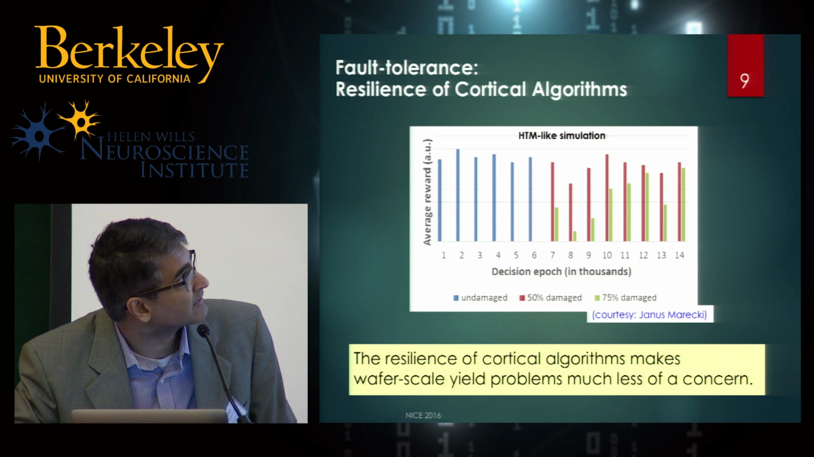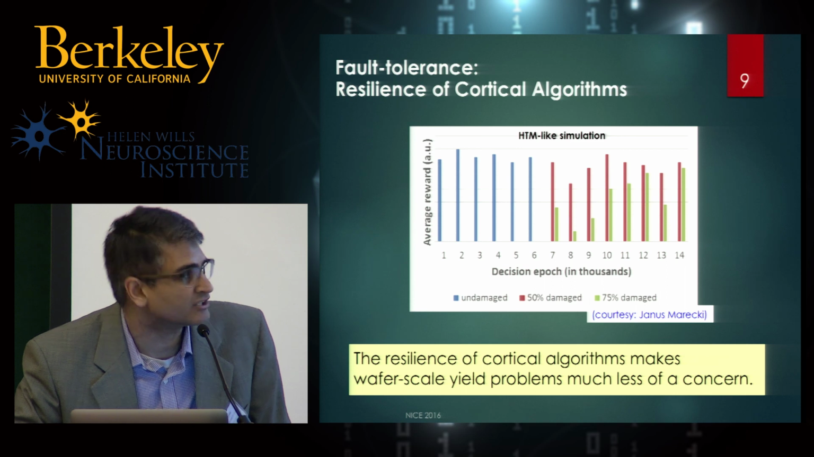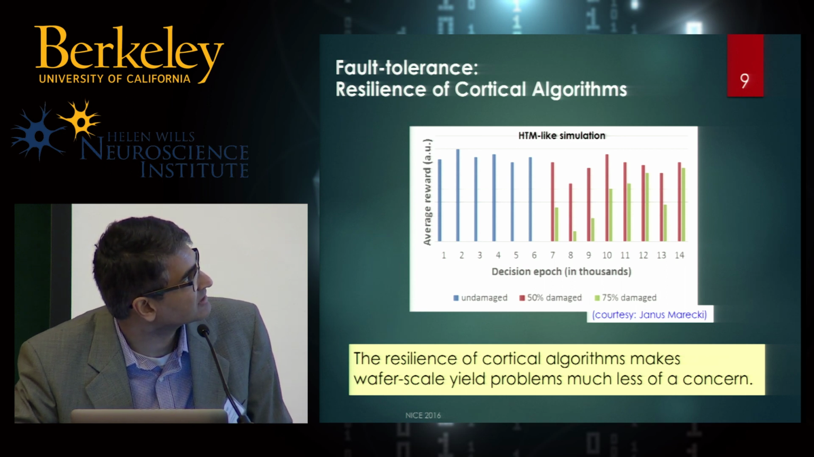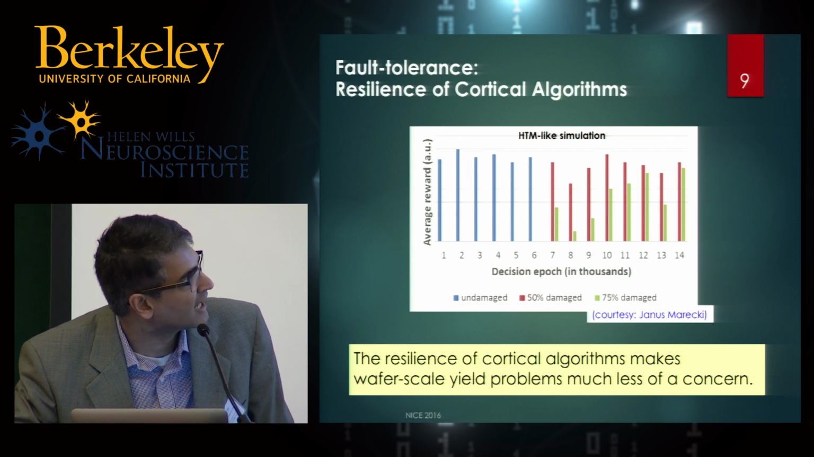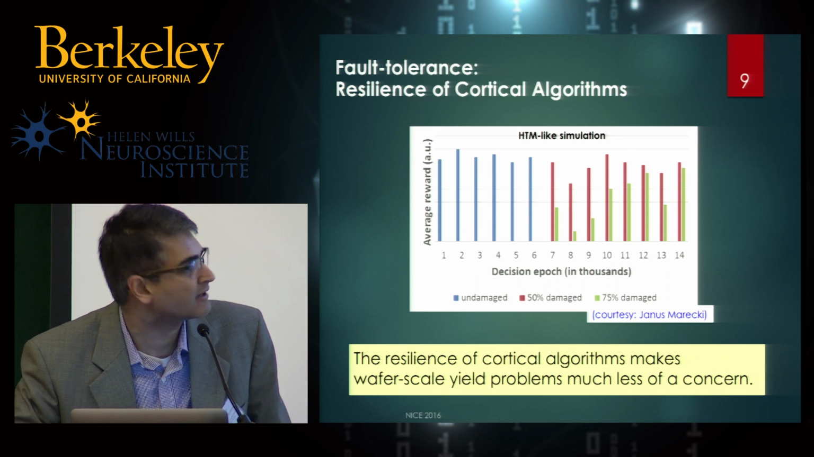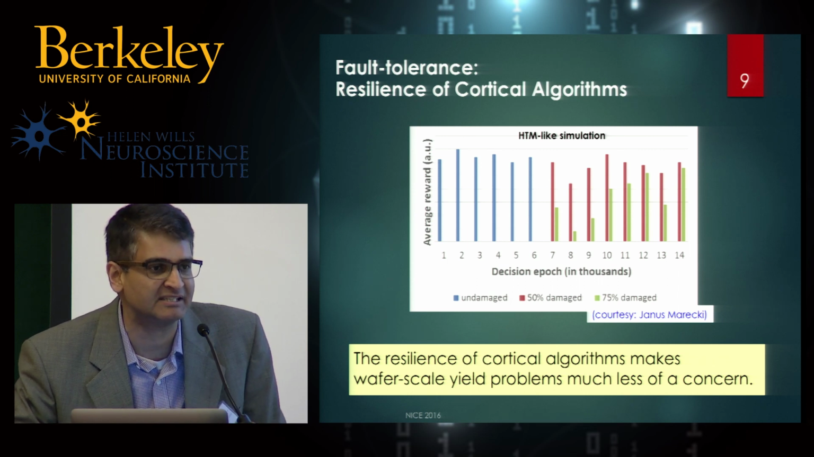This is an example of an HTM-like simulation. The y-axis here is the average reward. The x-axis here is the decision epoch. So this system was set, trained, and it was running along nicely. And then all of a sudden, somewhere here in the middle, either half or three quarters of the columns were randomly damaged, removed from the system.